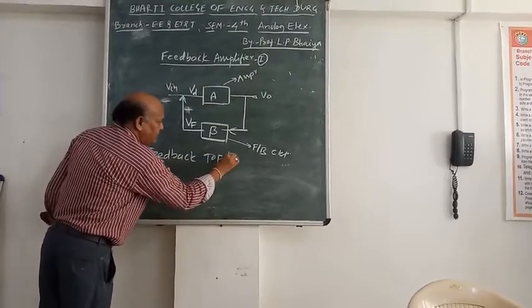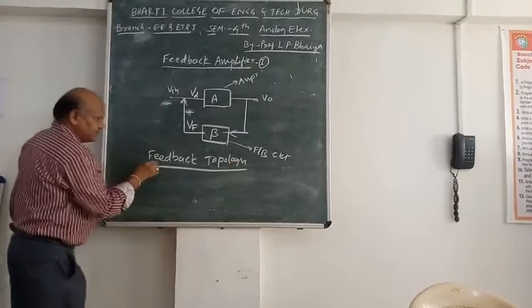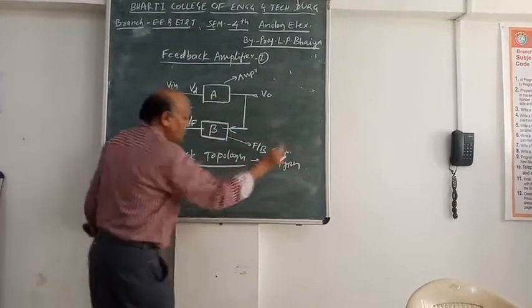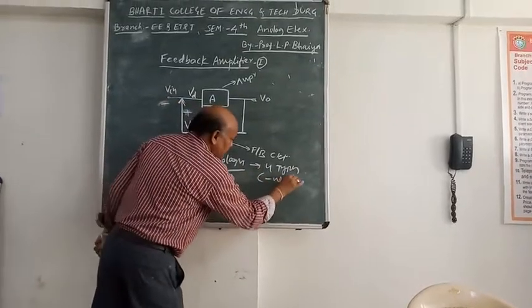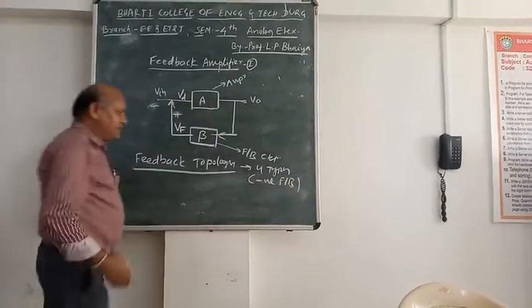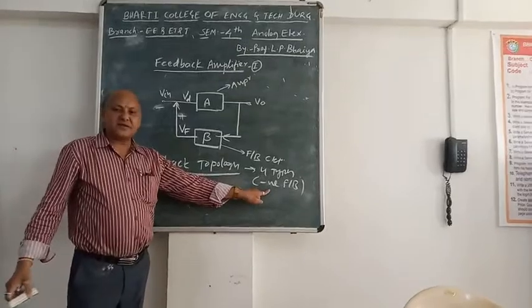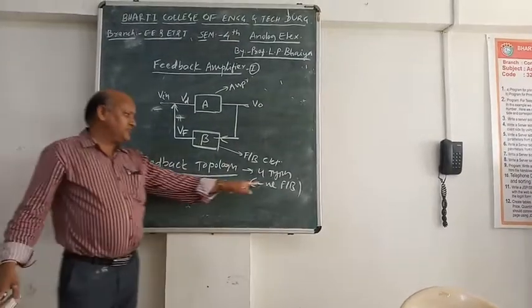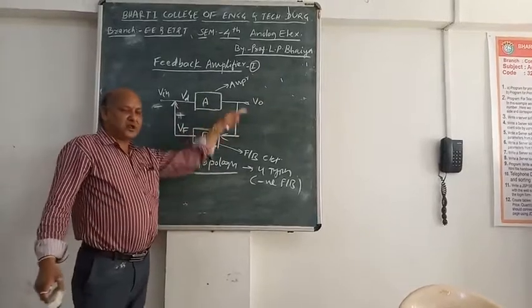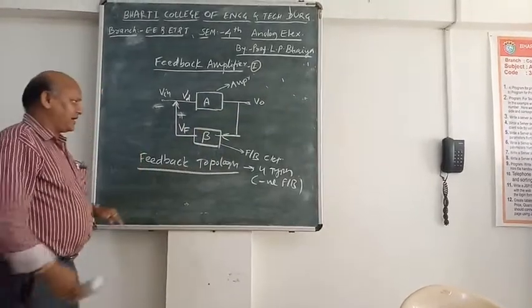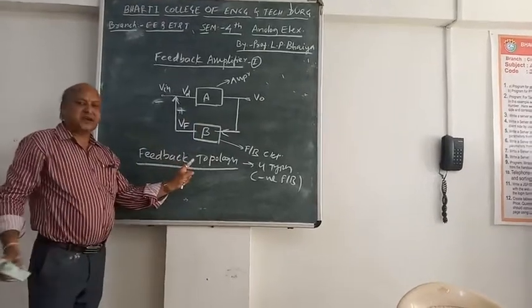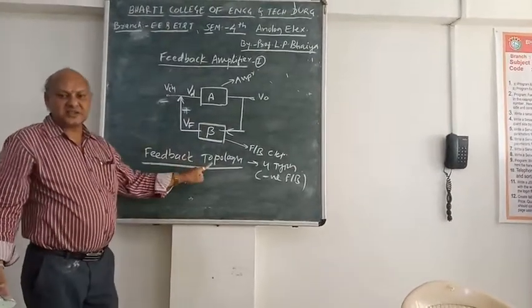Four types of topologies are there. These are basically the four types used with negative feedback. Now we will deal only with negative feedback, not positive feedback. So negative feedback means we use the amplifier here. This total is called a negative feedback amplifier, and this negative feedback amplifier is dependent on the connection. And these connections are of four types.